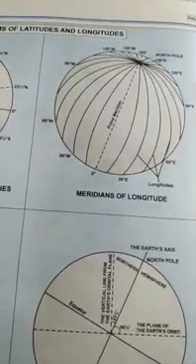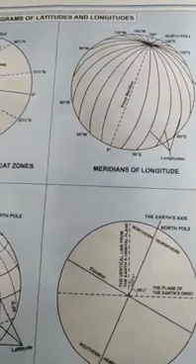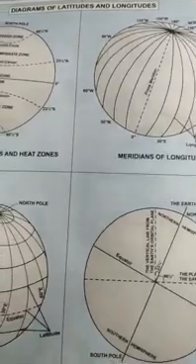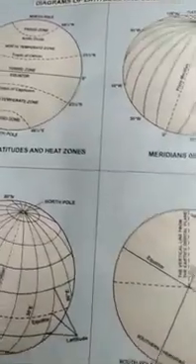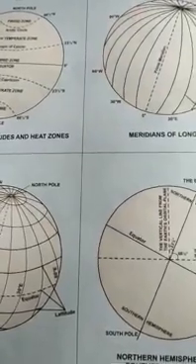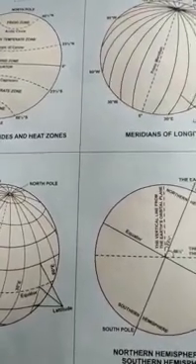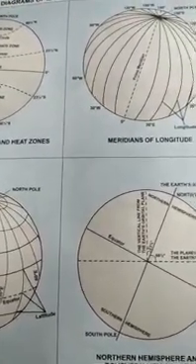Children, today we read about the latitude lines. Before that, we discuss whatever we read in the first video. We read in the first video that all the lines on the globe are imaginary lines.